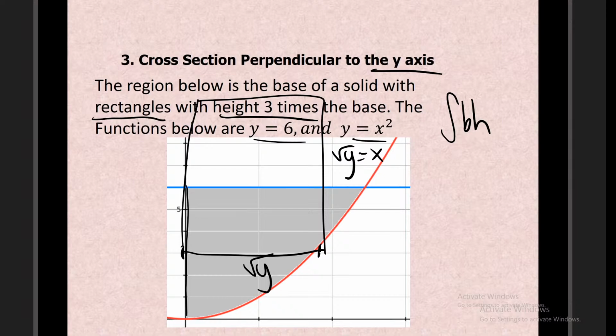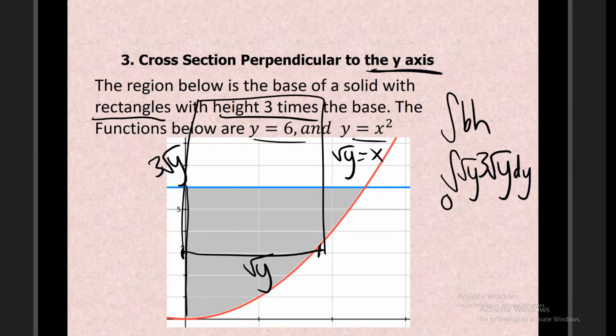I'm going to build my integral. Now, the integral is base times height. Cool, I've got to find these pieces. So base is the square root of y. Height is 3 times the base, so it's 3 times the square root of y. My equation's in terms of y, because we're perpendicular to the y-axis, so dy. And our y values start at 0 and go to 6. And now all we do is root y times root y, okay, this one's very easy to do by hand.